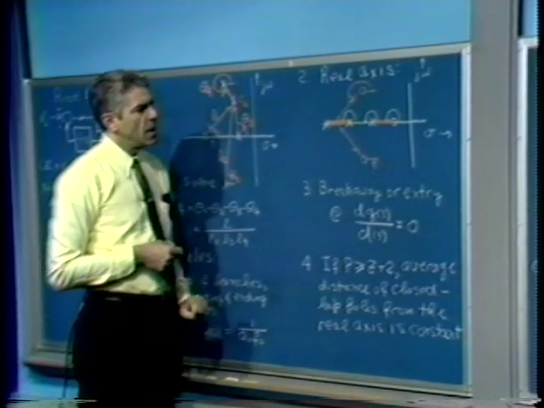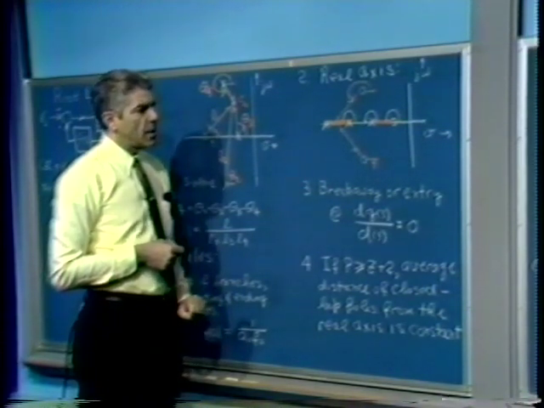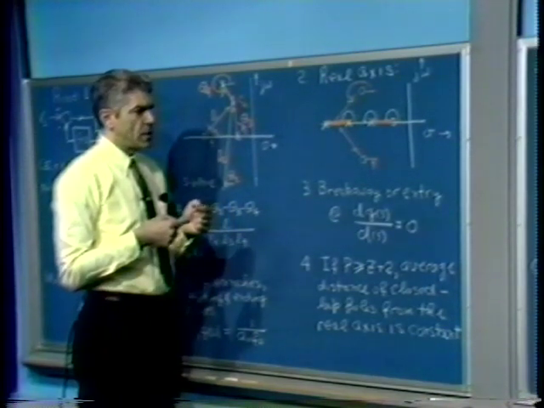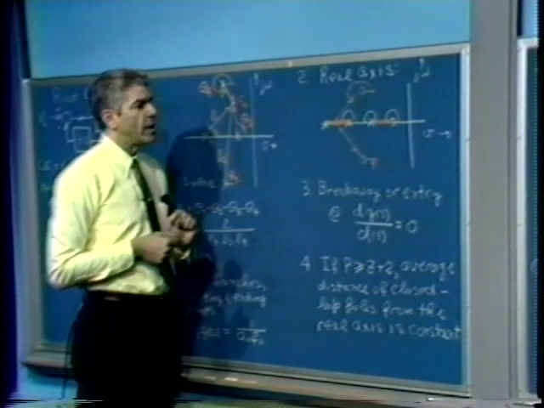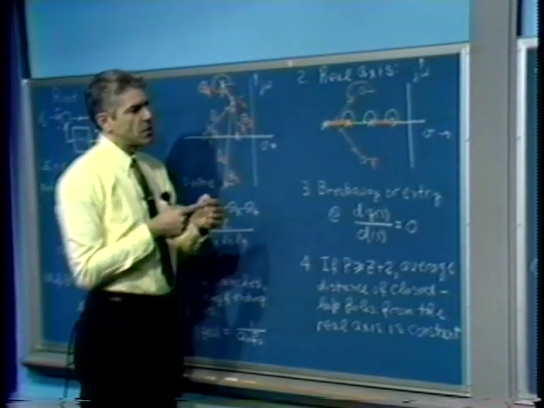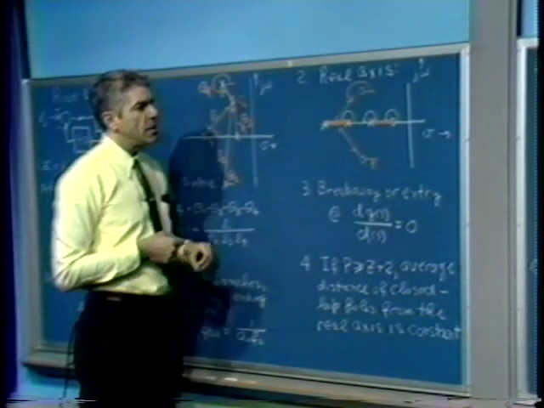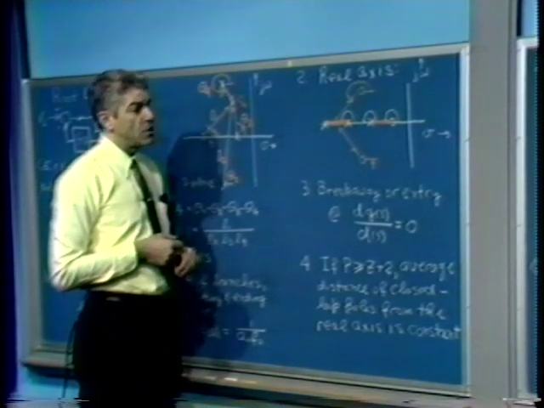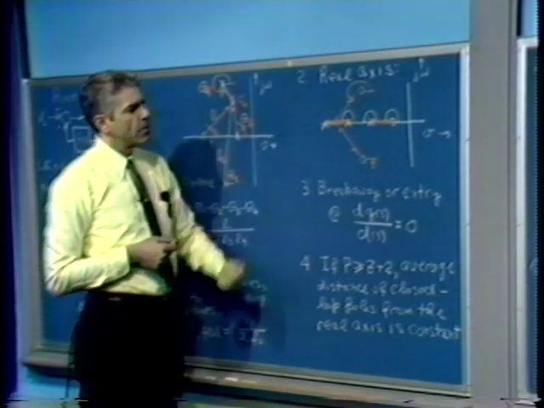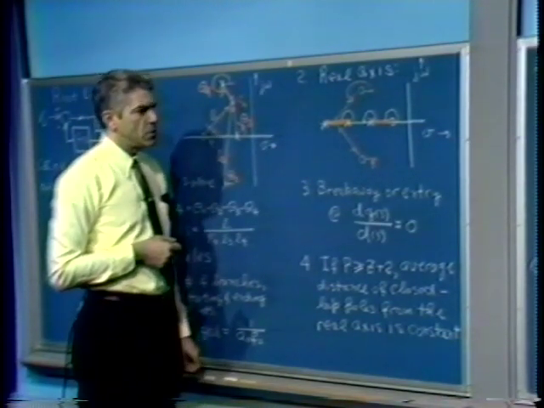And the only thing that can happen as A naught F naught increases, these branches, recall, start at the poles of G of S, or the poles of the loop transmission, for small values of A naught F naught. As we increase A naught F naught, the 2 branches come together, but they must eventually leave the real axis so that they can reach zeros somewhere. And consequently, they must break away from the real axis at some point between the 2 poles.